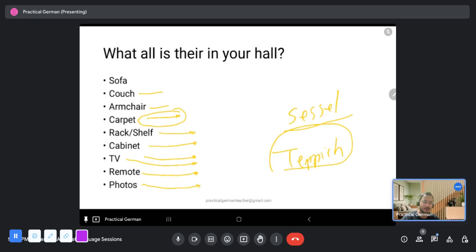Come on. Okay, you don't need to know this, but Fernbedienung. Fernbedienung. What's the article? It's ending with ung. What do you think it is? Die. Yeah. Die.